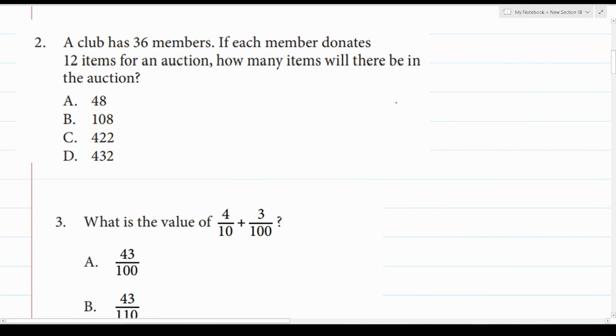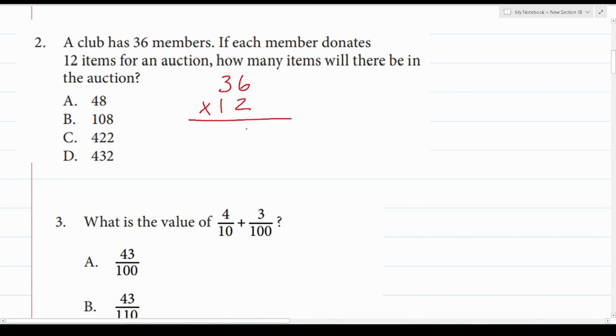All right, number 2 says a club has 36 members. If each member donates 12 items for an auction, how many items will there be in the auction? So this is a simple case of multiplication. 36 members are each bringing 12 items, so that's going to be 36 times 12. And let's just work this out.